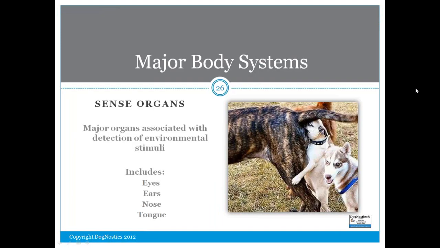Okay, major body systems. This is really important for behavior and to understand exactly how dogs interpret their environment. So, sense organs. Essentially, the sense organs provide the brain with information about the environment, what's going on around this animal. So it includes such organs as the eyes, the ears, the nose, and the tongue.